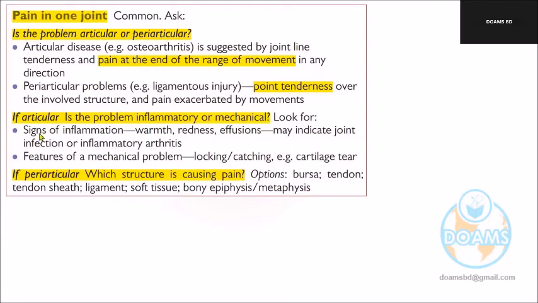Anyway, if it is an articular problem, again we need to differentiate whether this is inflammatory or mechanical. Already we discussed. And if it is a periarticular problem, which structure is causing the pain is important. This is the bursa, tendon, and others. Then the exploration will be too much.